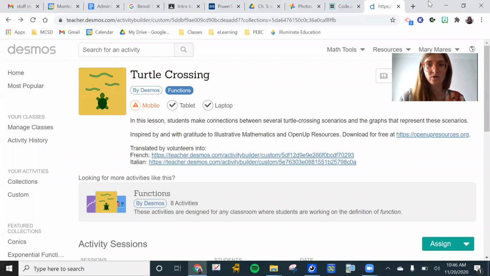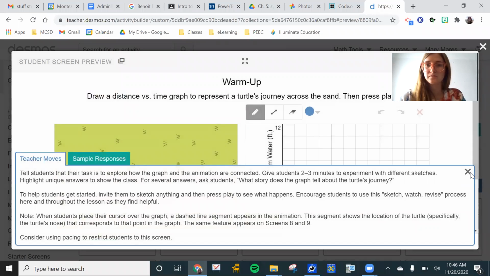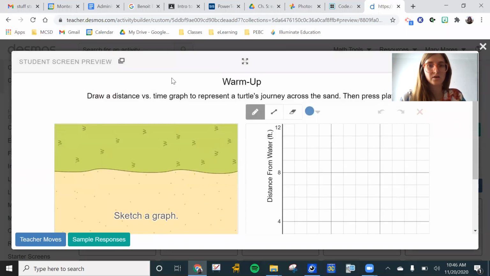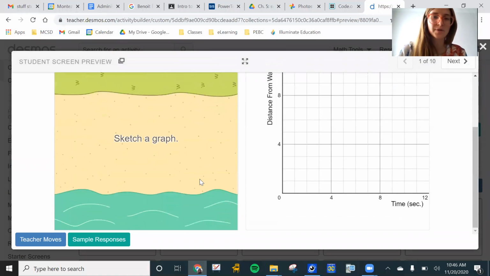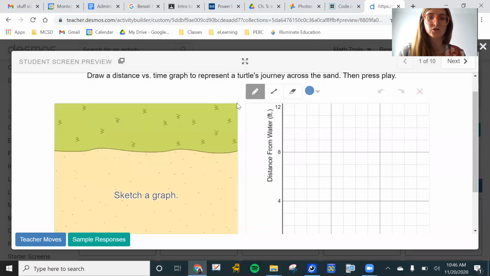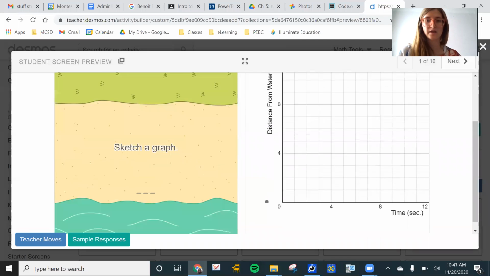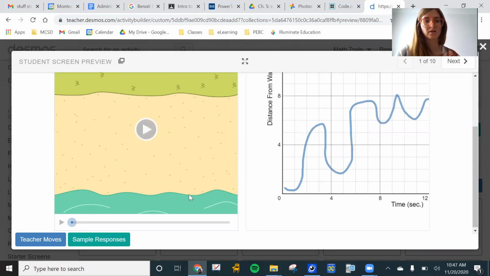All right, let's go over the turtle crossing activity. This is really looking at some time distance graphs, which we covered in chapter 3, but it's going to help set us up for the work we're going to be doing in chapter 4. This first one says, draw a time distance graph to represent a turtle's journey across the sand, then press play. So I'm going to do something a little wacky.